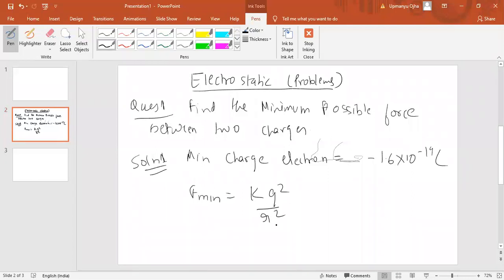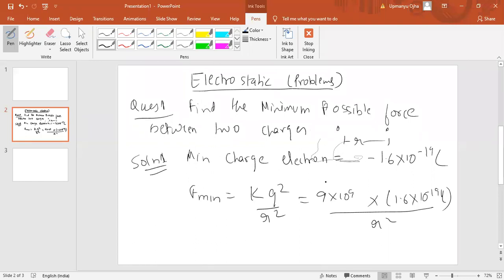Now, minimum possible force means this r should be what? Equal to 1. So the value of k is 9 into 10 to the power 9, q square is 1.6 into 10 to the power minus 19 coulomb, divided by r square. r is the distance between the 2 point charges. It can be 1 meter, it can be anything. Therefore, the minimum force will be equal to kq square by r square. I hope most of you have got the answer for this.